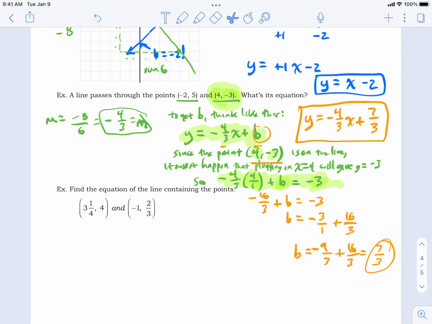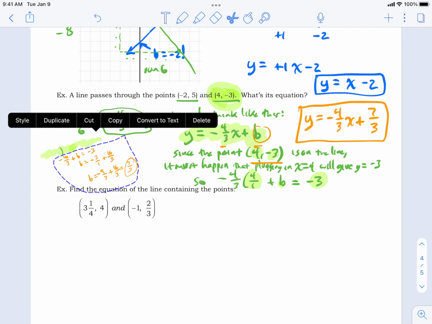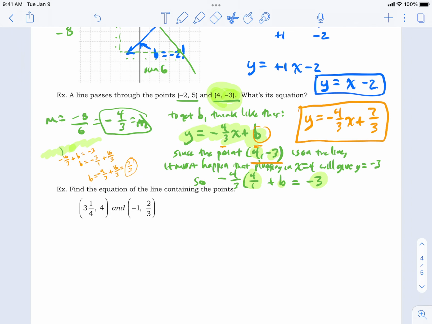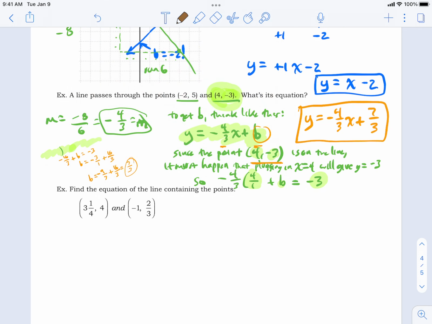Now first, let me see if I can get this stuff out of the way. You are in the way. So I'm going to shrink it, maybe move it over there. Okay, cool. So let's look at this one. What color do I feel like working with? None of these colors look all that good. I'll take the brown because it's very different.